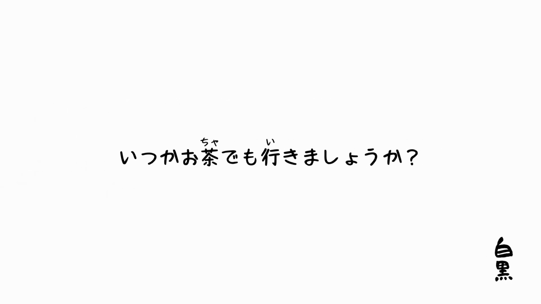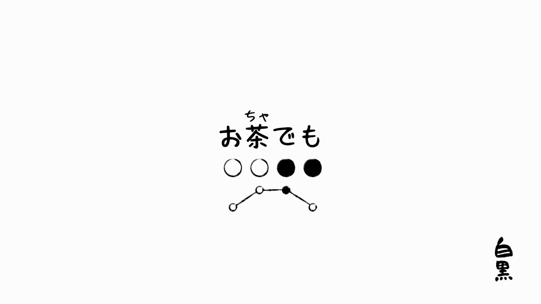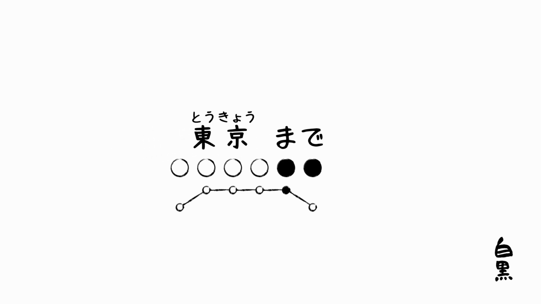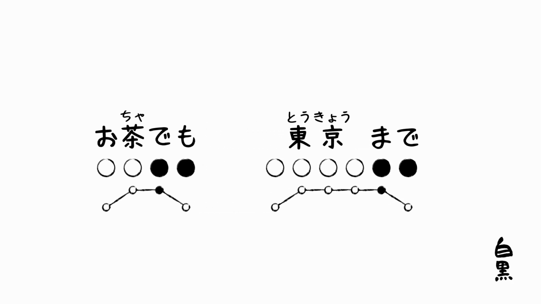Now, what if the dependent word is falling type? Since its first mora can be high, the pitch can fall anywhere within it, while mostly keeping its original pattern intact. For example, いつかお茶でも行きましょうか。お茶でも。Another example, 東京まで新幹線で2時間かかります。東京まで。Sounds natural, right?